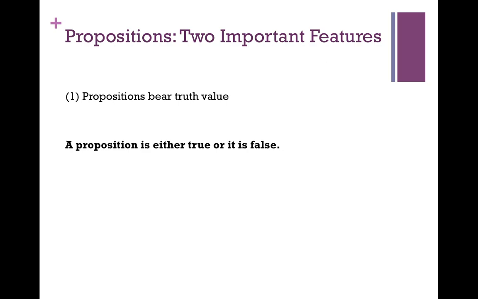Now, some propositions have a truth value that changes over time. For instance, I might say, it is raining. Well, that statement would be true when it is in fact raining. If I say it is raining and it's a clear sunny day, that statement is not true. It is raining changes its truth value depending on where you are.